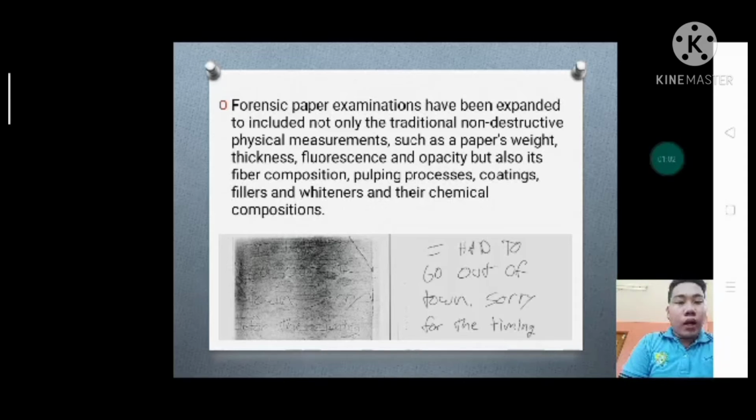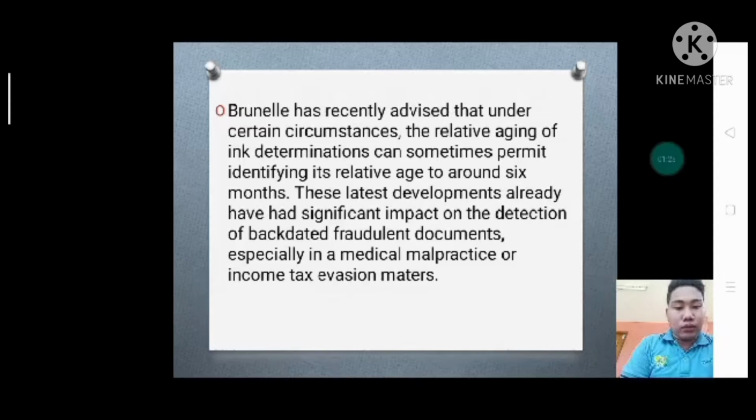Forensic paper examination has expanded to include not only the traditional non-destructive physical measurements like paper weight, thickness, fluorescence, and opacity, but also its fiber composition, pulping processes, coatings, fillers, whiteness, and elemental composition. According to Dr. Cantu, the longer the ink has existed on paper, the slower it dissolves in a solvent system. Brunelle also stated that under certain circumstances, the relative aging of ink sometimes allows identifying its age to around 6 months. This development has made an impact, for example in the detection of backdated, fraudulent documents like medical malpractice and income tax evasion matters.